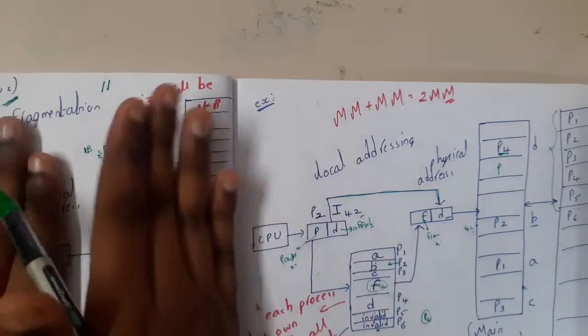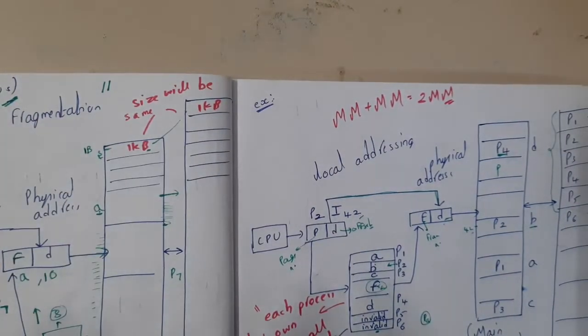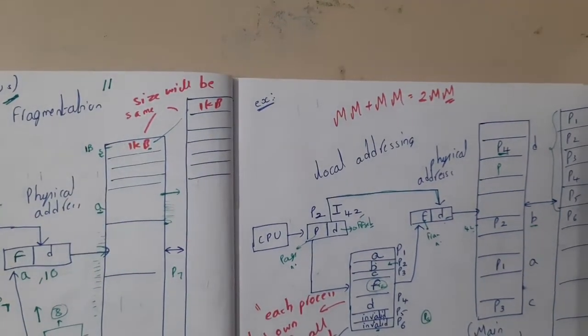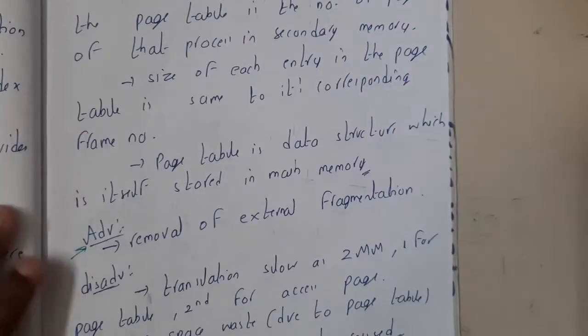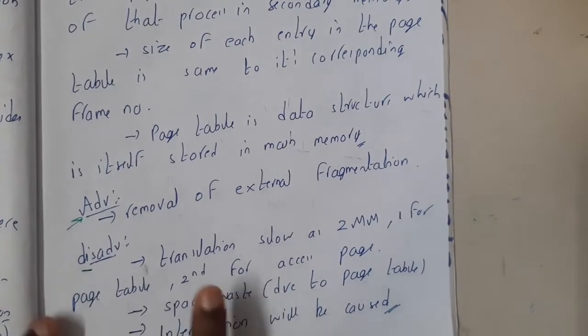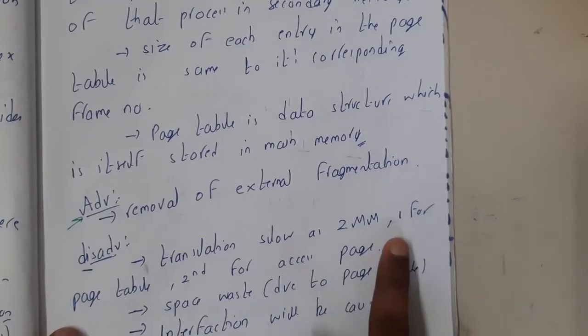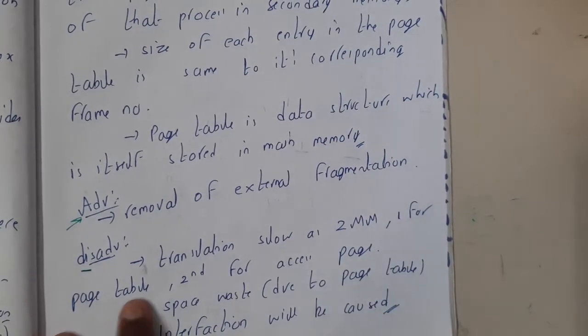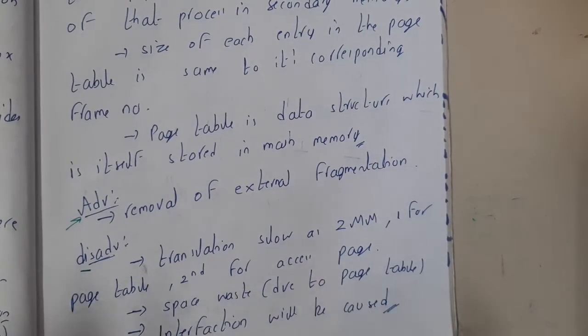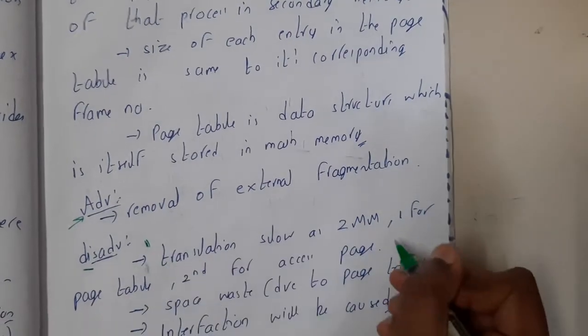So that is the reason why this is one of the best approaches, and we will be learning about segmentation, which is going to try to remove the internal fragmentation, but it has some disadvantages. We'll be learning about that pretty soon, so don't worry. The disadvantage here is that the translation is slow, as two memory accesses are needed, 1 for the page table and 2 for accessing the page. I'll explain this in just a second, guys, so please concentrate.